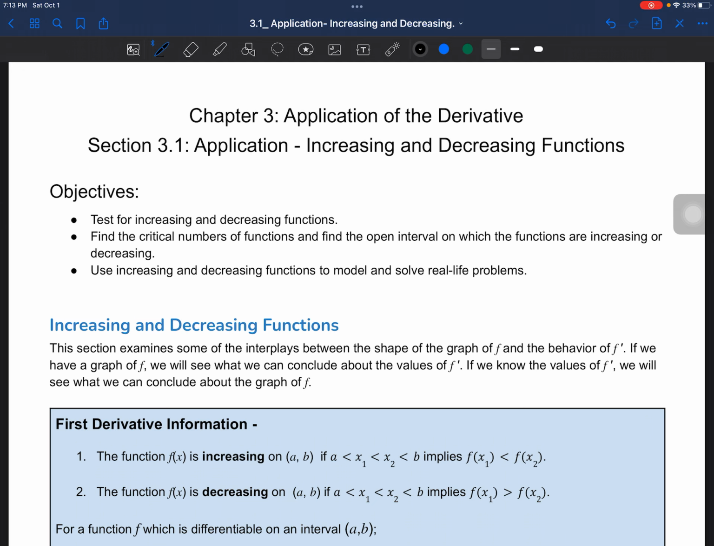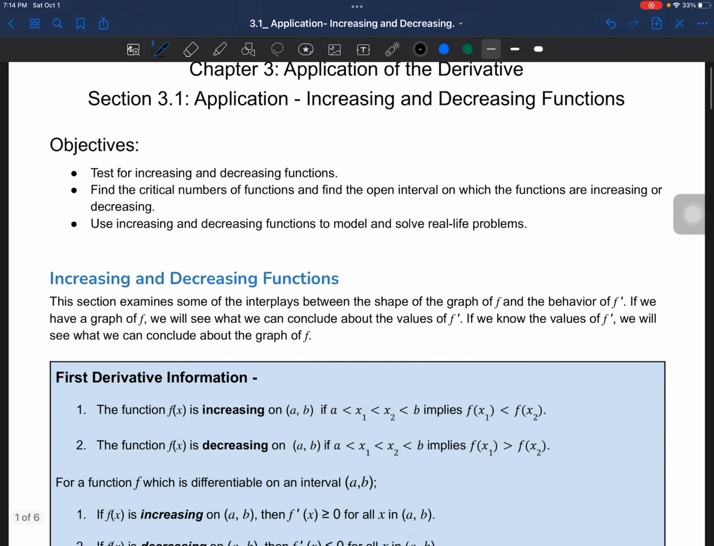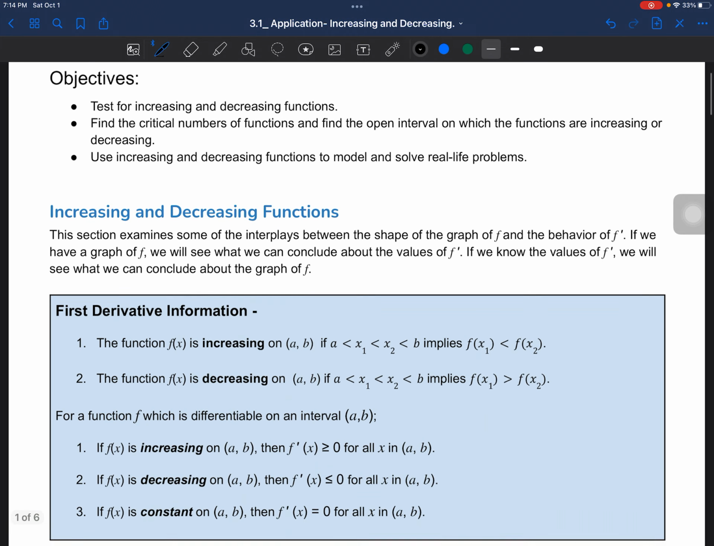Chapter 3 is specifically regarding the application of the derivative. One of the important components of the application of derivative is knowing when the function is increasing or decreasing. 3.1 will help us identify that interval. In addition, we're gonna discuss how to find the critical number. We're gonna introduce what it means to be a critical number, and of course we're going to use this to define any functions that model any real life problems.